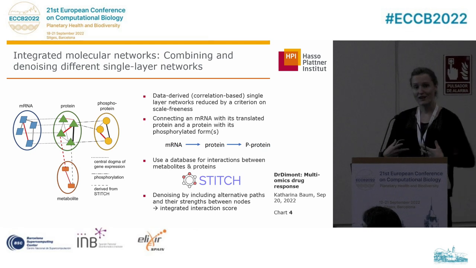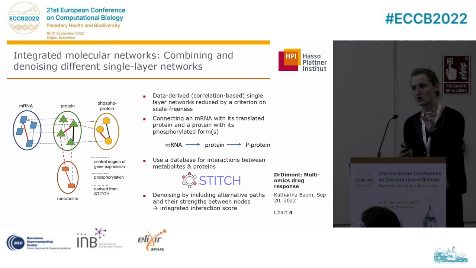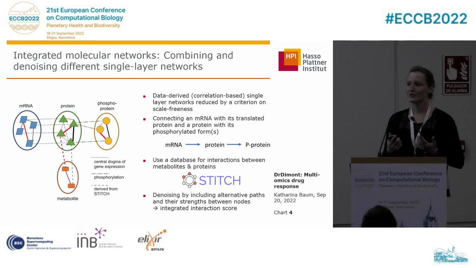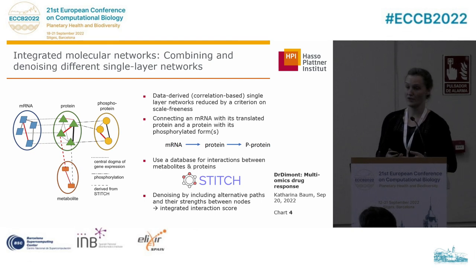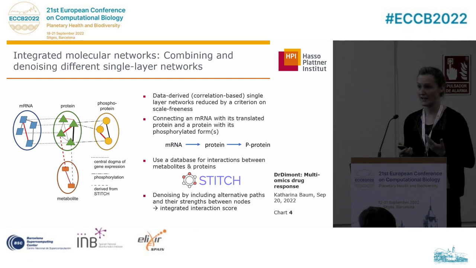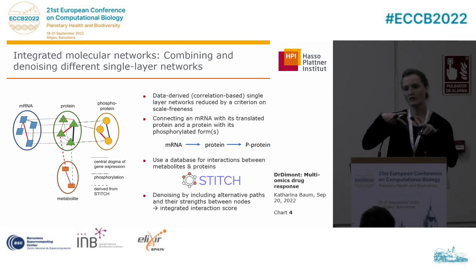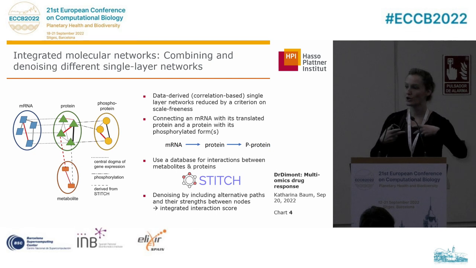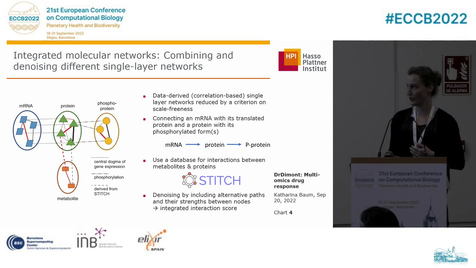Now, this is an integrated network for a patient group, but what we also do is a little denoising. We replace the edge weights by computing strengths of alternative paths connecting these two nodes that are representative for the edge. We do this up to path lengths of length 3, because otherwise it's computationally too complex. Like that, we merge the local information around a node to be fetched within the edge weight. So it's an integrated interaction score that we use there instead.